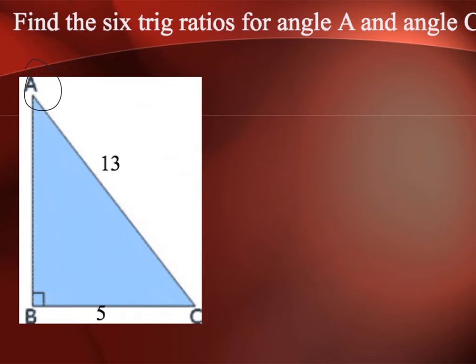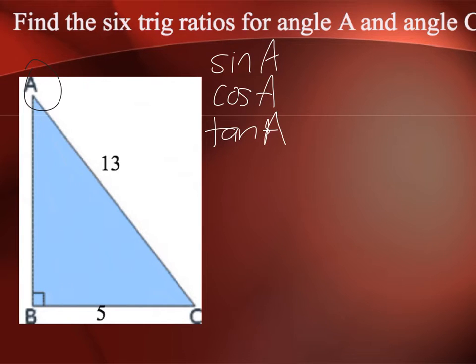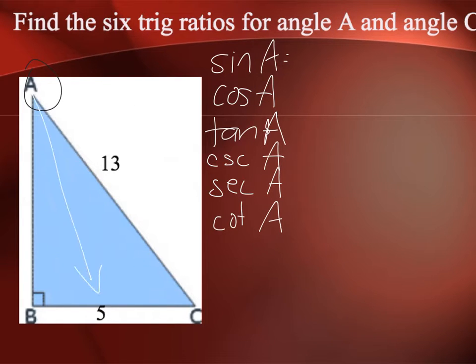So we have all 6 of them. We'll have sine of A, cosine of A, tangent of A, cosecant of A, secant of A, and cotangent of A. Alright, so what are these ratios again? Sine is opposite over hypotenuse. So the opposite of A is 5, and then the hypotenuse here is 13. And you would just keep repeating this process.